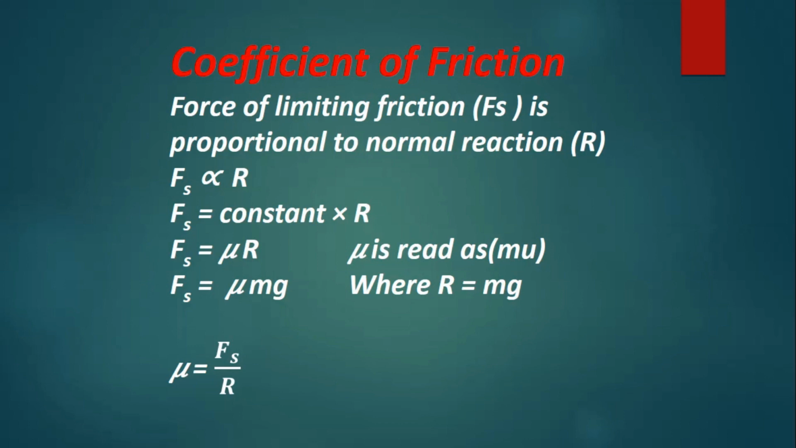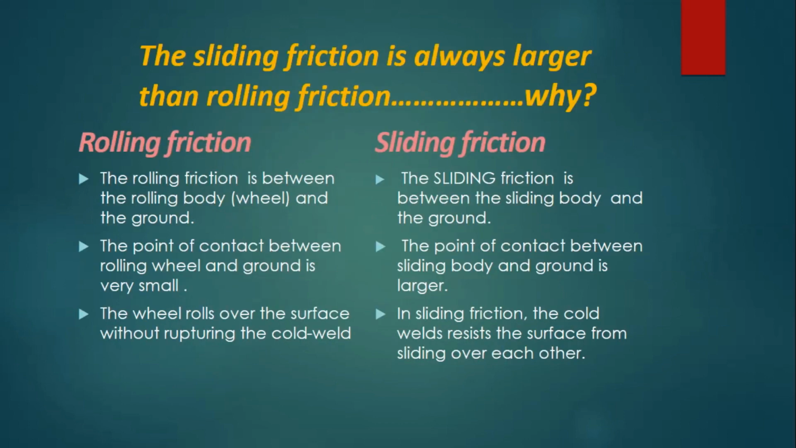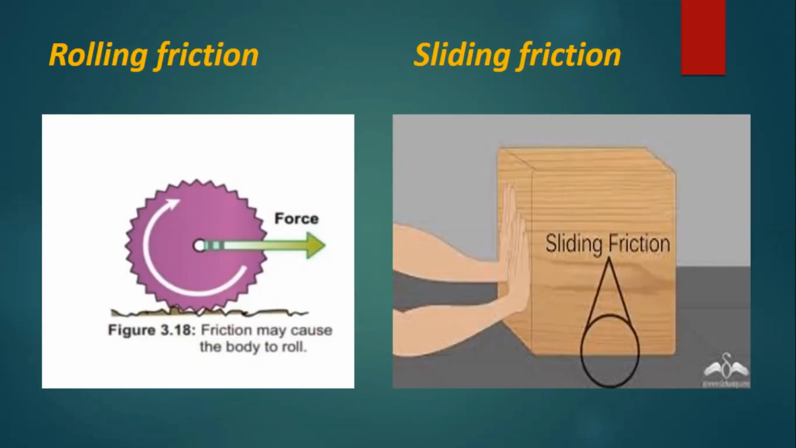Now we will discuss rolling and sliding friction. There is a question: why is rolling friction less than sliding friction? Or you can say, why is the sliding friction always larger than rolling friction? Understand? Okay, now we will explain. I will explain this with the help of these two diagrams. See here. This is rolling friction and this is sliding friction.